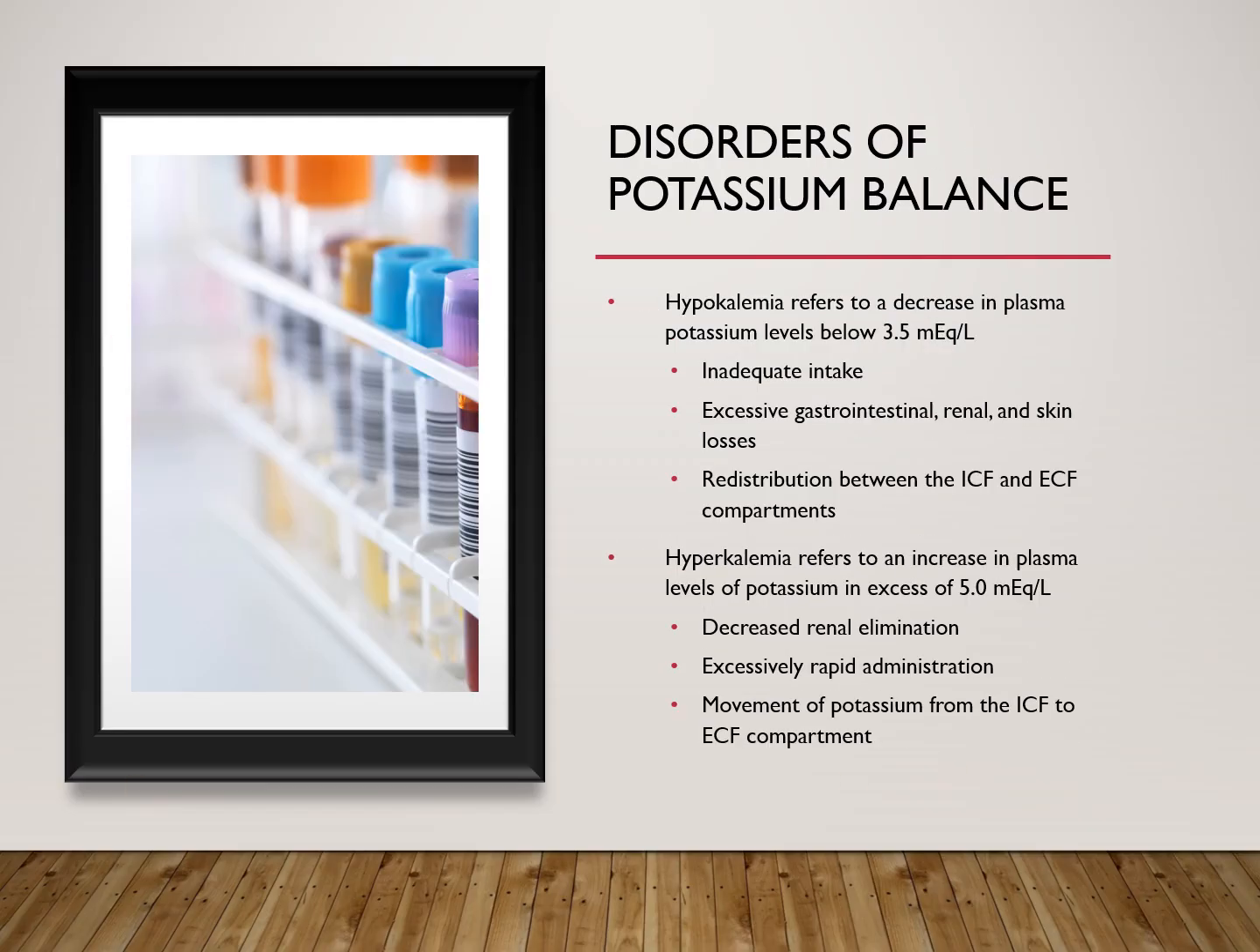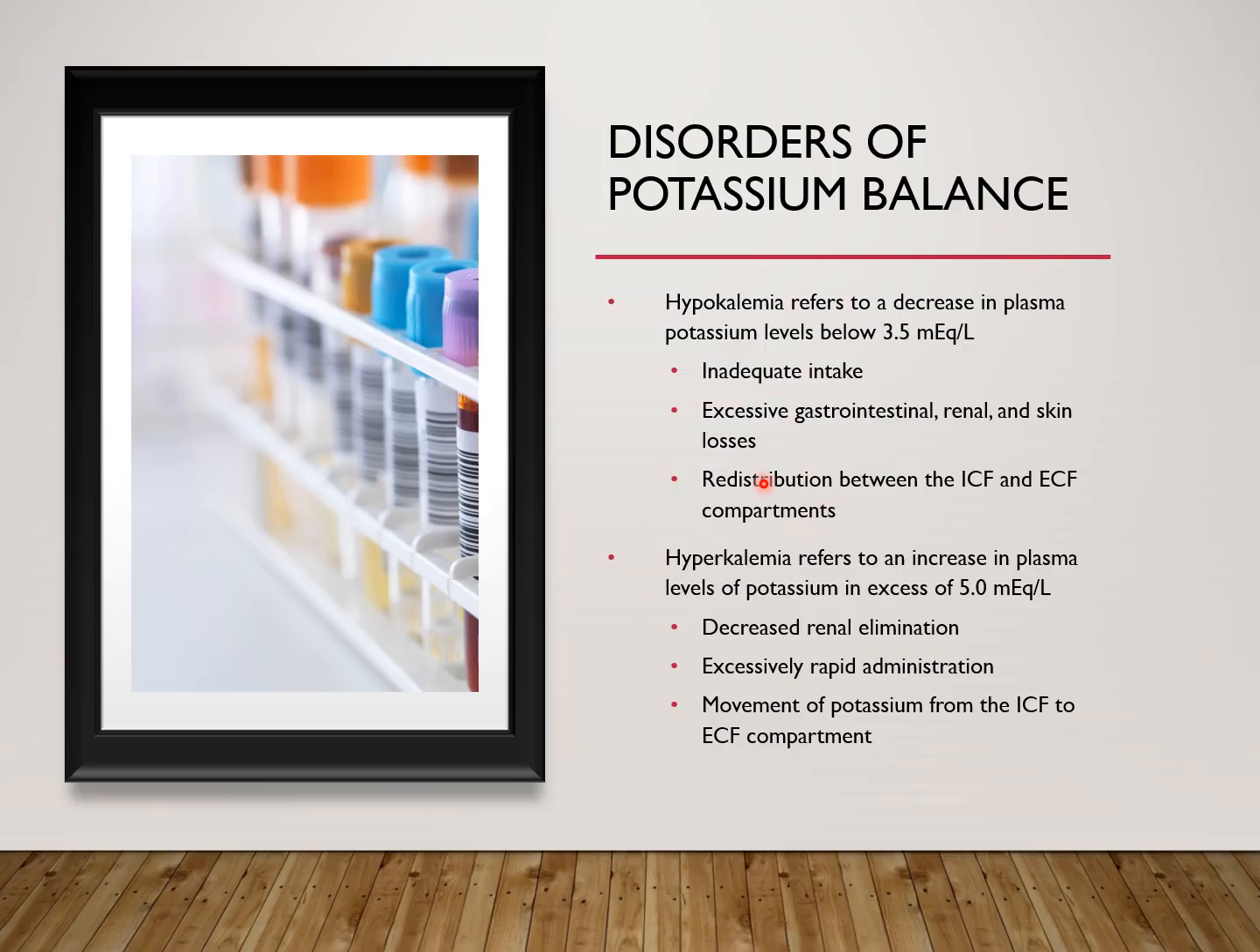So now that we've talked about some of the mechanisms to control potassium balance, let's talk about disorders that occur if that balance is not maintained. So we have hypokalemia and hyperkalemia. Hypokalemia refers to a decrease in plasma potassium levels where they drop below 3.5 milliequivalents per liter. This can happen due to an inadequate intake of potassium. Remember, we mentioned that we need to maintain dietary intake because we don't store. It can also happen if we're losing an excessive amount of potassium through the GI tract or through the renal excretion system, or maybe even through the skin.